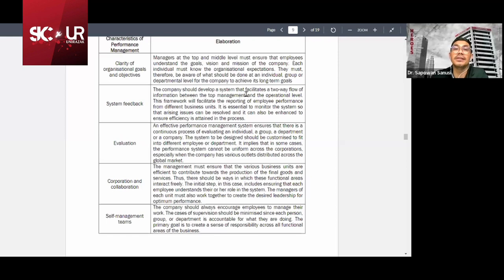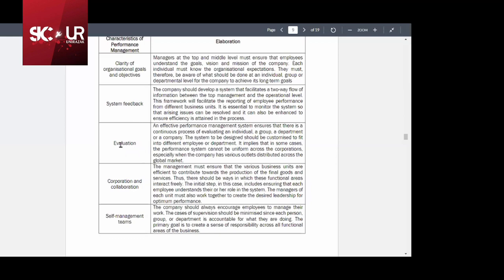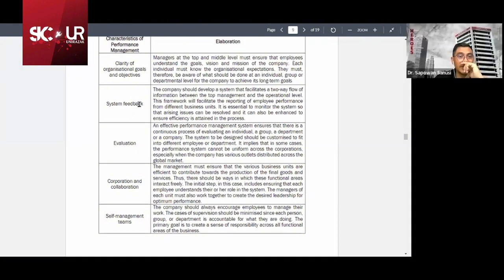The company should develop system that facilitate a two-way flow information to top management and the operational. So to resolve it, it can also enhance to ensure efficiency and attain the process. So mesti ada set of feedback, system feedback. Ada ke organisation? Yang ini yang paling lemah sekali lah. Most of the company feedback is very lambat. Then macam whistleblower ke, Prof? Yes, it's one of that. System feedback. Must be proper lah.